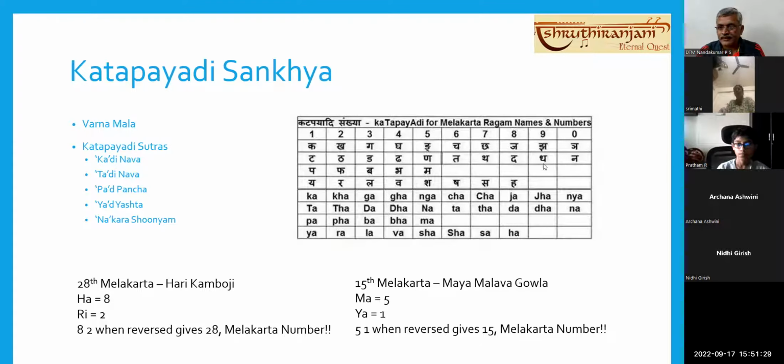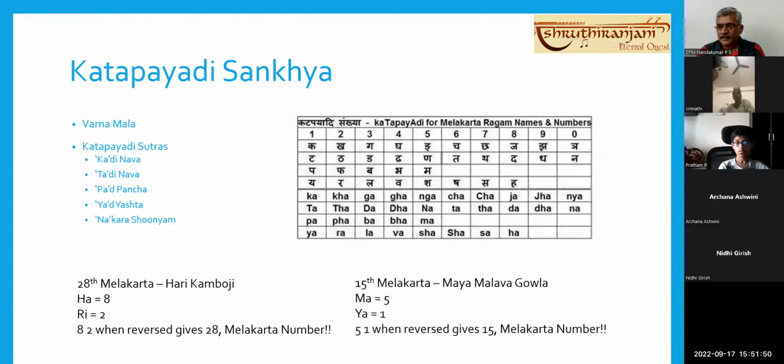See Dha is here 9 and Ra is here 2. So 9 and 2 you write next to each other, reverse it, you get 2 and 9. 29th Melakarta is Shankarabharana. Kalyani was also existing for ages, but it will not fit into this, right?